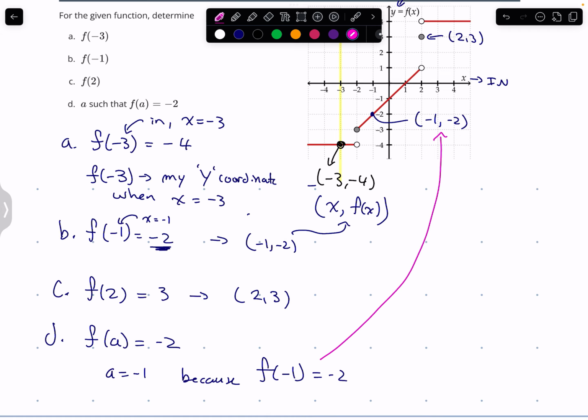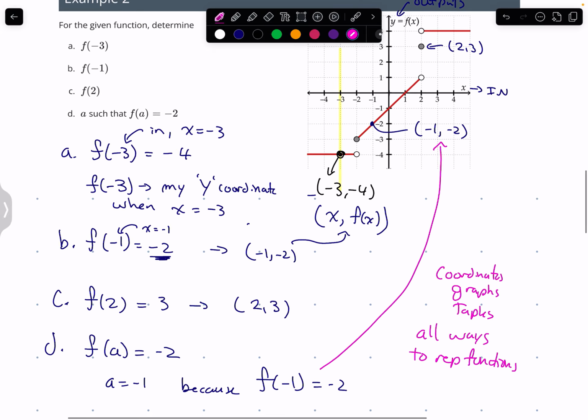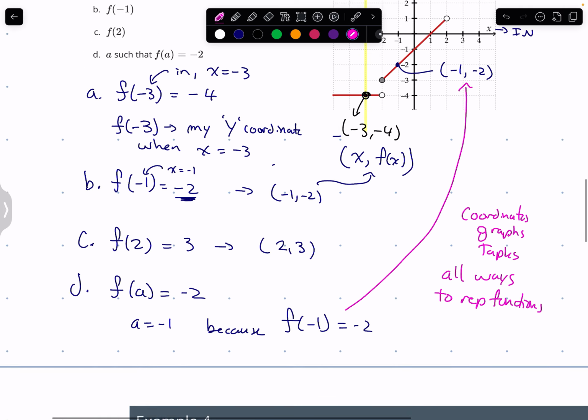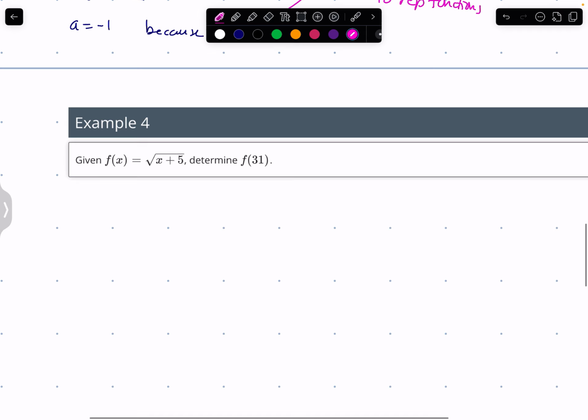So remember, coordinates, graphs, tables are all ways to represent functions. They all convey the same information, just in different looking ways. The last one I want to look at is an algebraic approach.